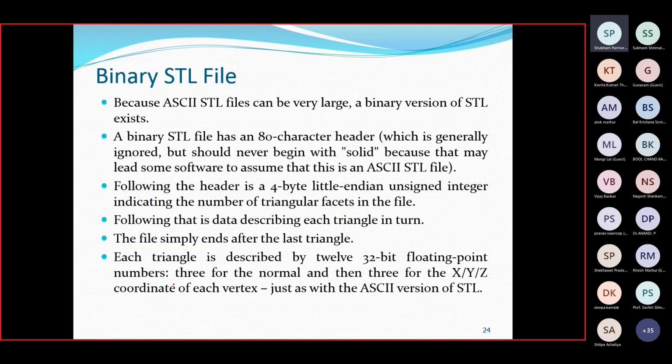Then a 4-byte little endian unsigned integer indicating the number of triangle facets in the file. Following that, the data describing each triangle in turn, the triangle's normal should be there, and then the file simply ends after the last triangle. And that is a very easy way. Each triangle is described by 12 32-bit floating point numbers itself, and that way you are making a very small, compressed binary version of the STL file. So that's the benefit of binary files.